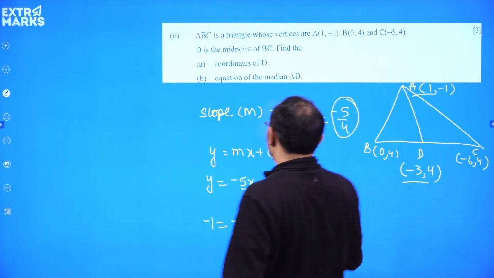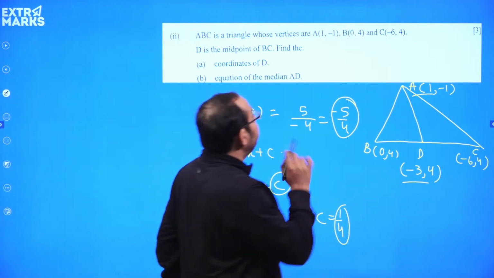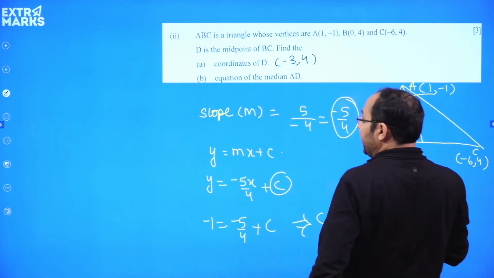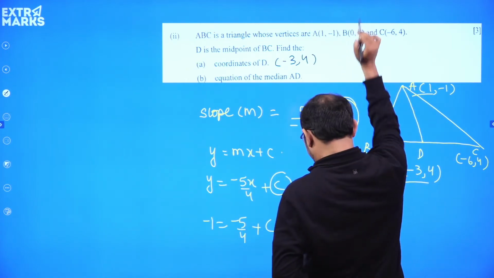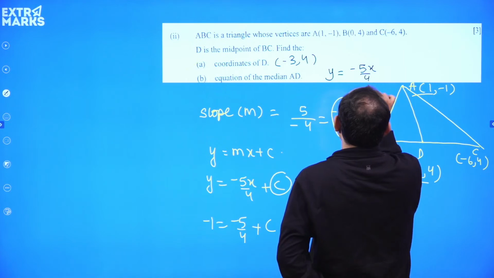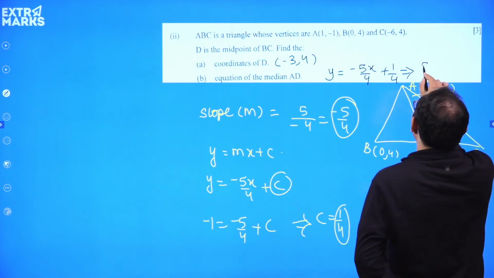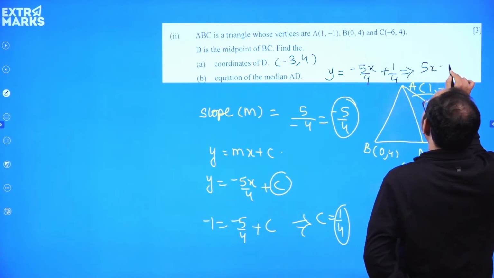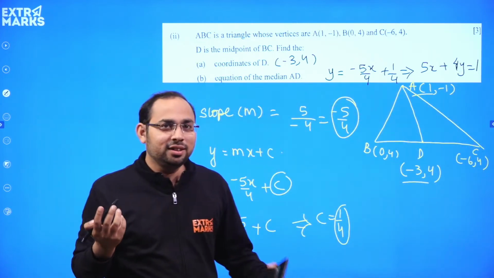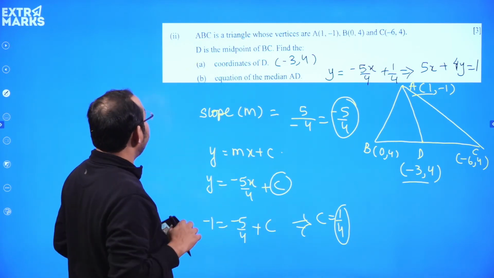As soon as I have the value of c, I will put it here, and my final answer will be that D is -3,4, whereas the equation of AD is y is equal to -5x/4 plus 1/4, or if you want to write it in a better way, you can write 5x plus 4y equal to 1. Done. And this would have given you 3 marks. Okay, so let's move to the next question.